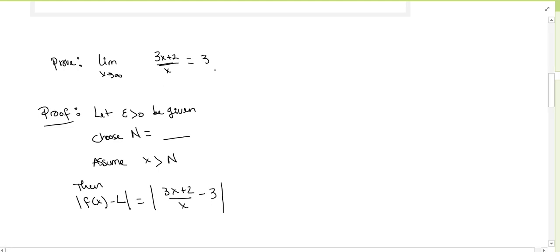Normally we still do the same things as before. Our f of x is 3x plus 2 over x. Our L in this case is 3. We don't have an a in this case. With the previous definition, we let a be whatever x was going to, but here we just have infinity. So let's go to our scratch work.